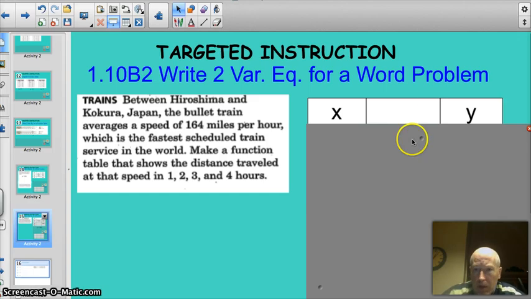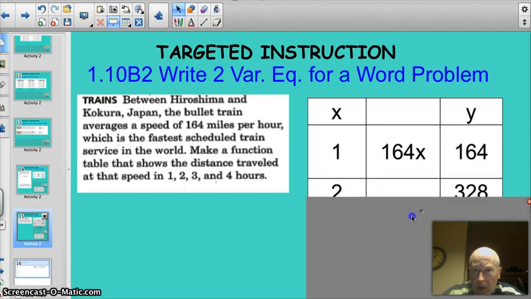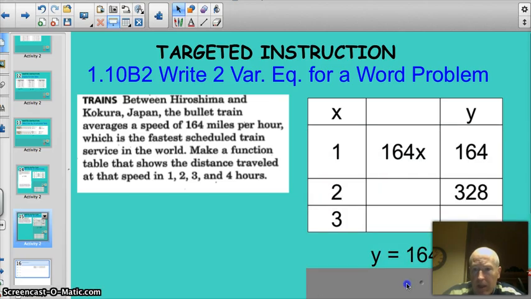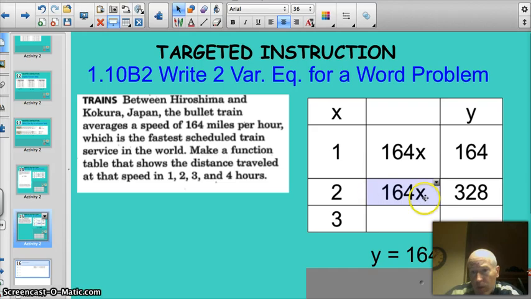All right, well, if you did it right, you would have made the table with the x and the y. You would have popped in 1, 2, and 3, and figured out that you're taking 1 times 164 to get to 164. So 2 times 164, if I drag this down, would be 328. And so we find out that y is then equal to 164x.